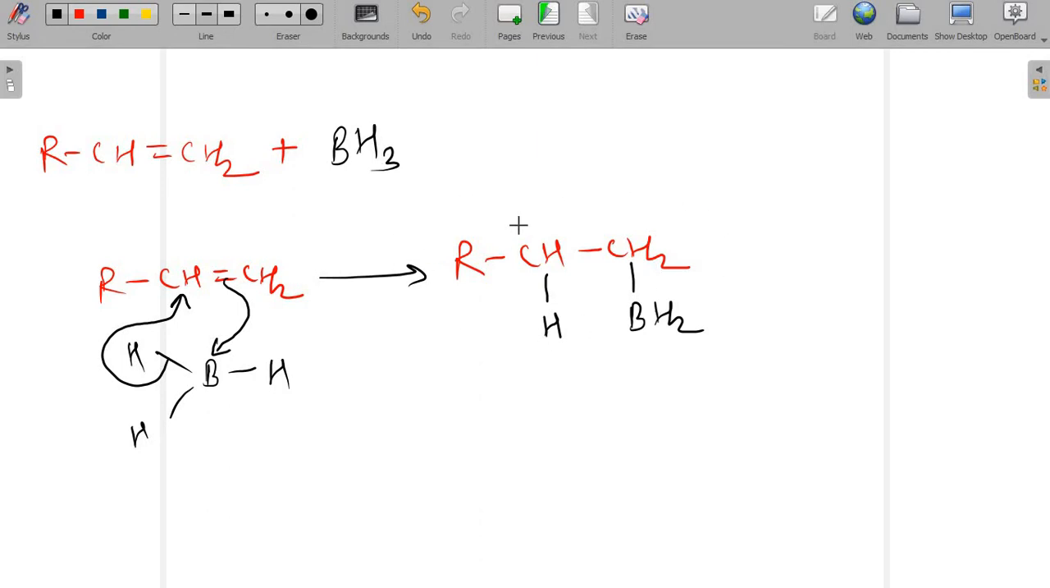Now we are using the second molecule of alkene. So what is going to form? This reacts with the second molecule of alkene, RCH=CH2. This is the second molecule of alkene which reacts with this alkyl borane. What happened in the first step? One hydrogen atom was replaced by the alkyl group. Similarly, another hydrogen atom is replaced by this alkyl group.